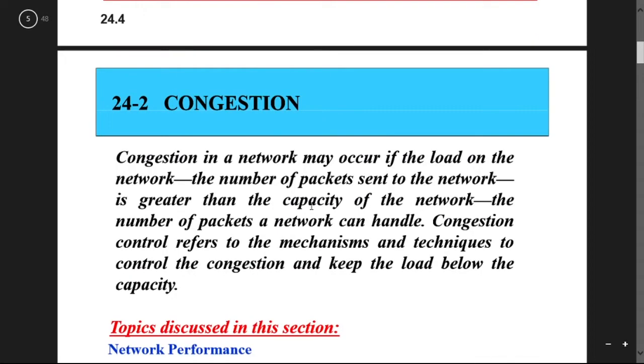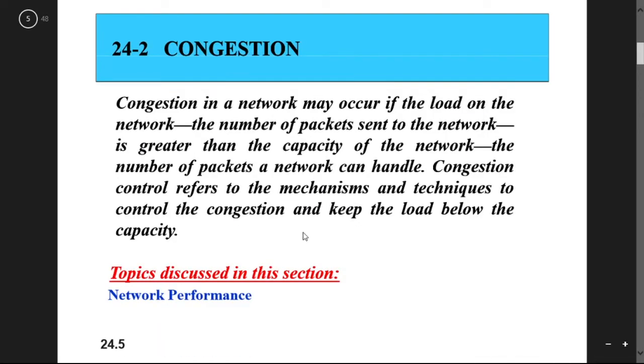Now, the congestion. What is congestion? Congestion in a network may occur if the load in the network, the number of packets sent to the network, is greater than the capacity of the network. So when the network capacity is lower than the number of packets inside the network, congestion can happen. If the channel is congested, data cannot move through the channel. There can be a permanent blocking, so no one can move. So we need to control that.